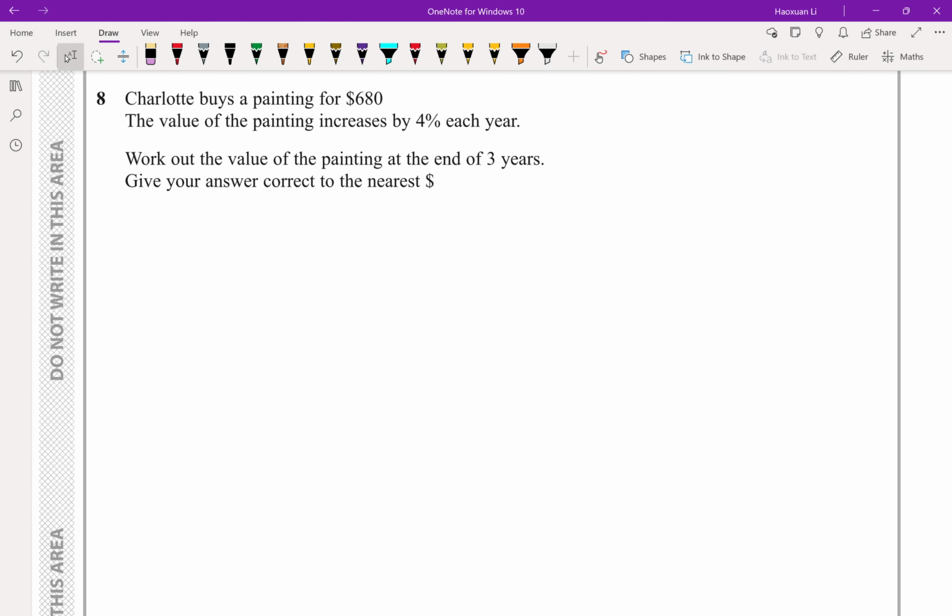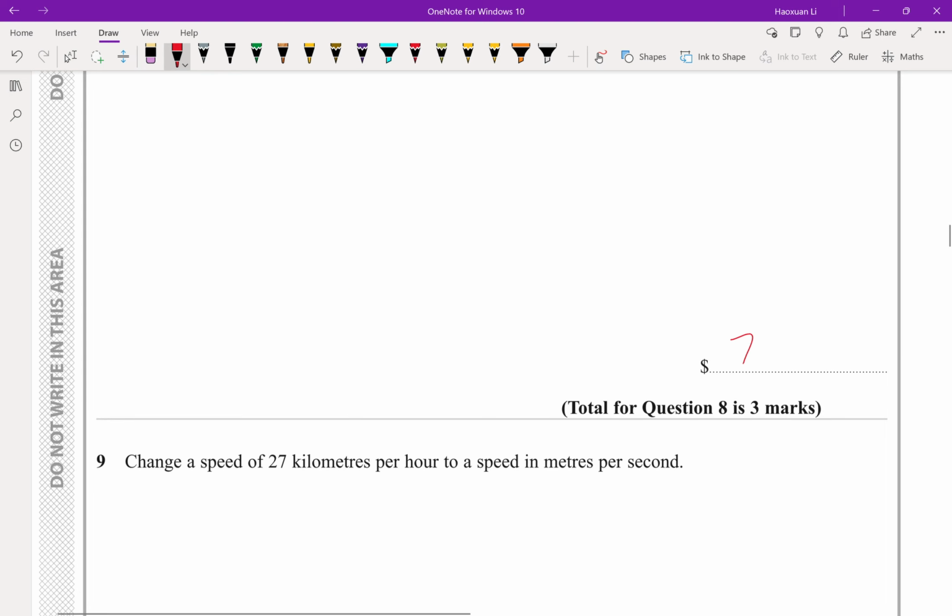Charlotte buys a painting for 680. The value of the painting increases by 4% each year. Work out the value of the painting at the end of 3 years. Give your answer correct to the nearest pound. So 680 increases by 4%. So you keep the original amount and then add 0.04 each year, and they do that for 3 years, so to the power of 3. If you put it into your calculator, it should give you 765.